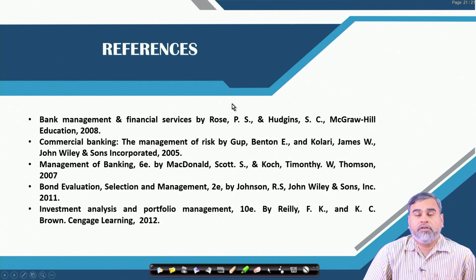Further, we will be discussing certain concepts related to how to calculate the total return from the bond, how the price volatility of bonds can be calculated, what the concept of duration is, and what the major factors are which affect bond returns.